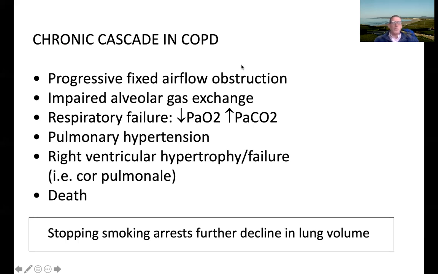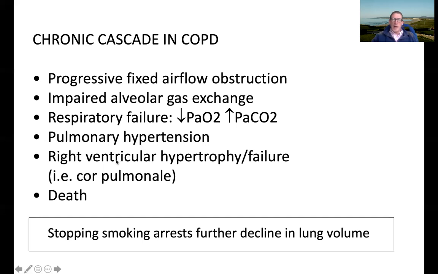There's an inexorable chronic cascade in COPD, which is characterized by progressive fixed airflow obstruction, which results in impaired alveolar gas exchange with low levels of oxygen and retention of carbon dioxide. That's known as type 2 respiratory failure. Hypoxia then stimulates constriction of the pulmonary arteries and arterioles to produce pulmonary vasoconstriction, which results in pulmonary vascular hypertension, and there's an increased resistance in the pulmonary arterial bed.